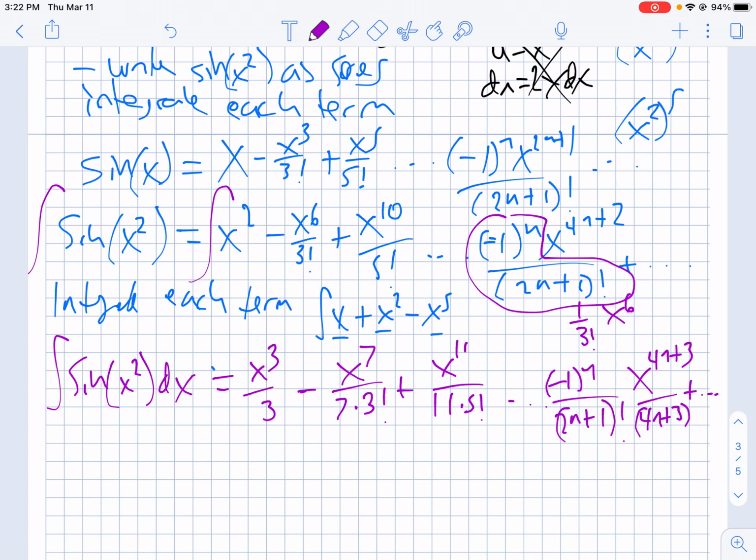Now, it's not the most beautiful answer in the world, but I think this is kind of cool. This is a way that you can actually do an integral of a function that you couldn't integrate before. Yeah, it's a series, but that's still kind of cool.